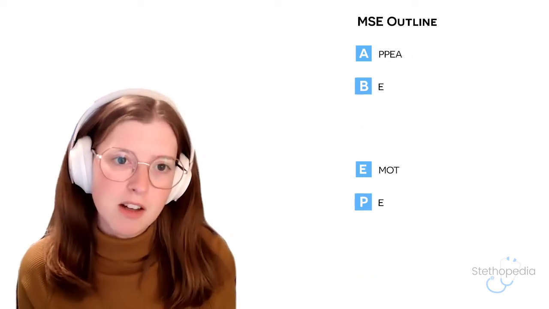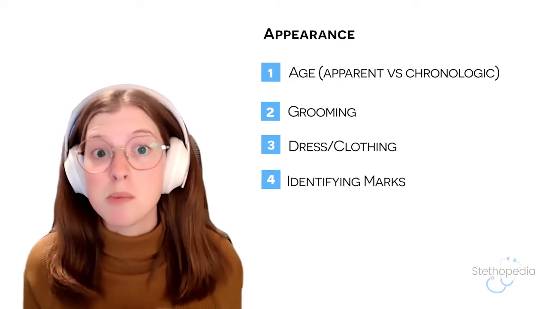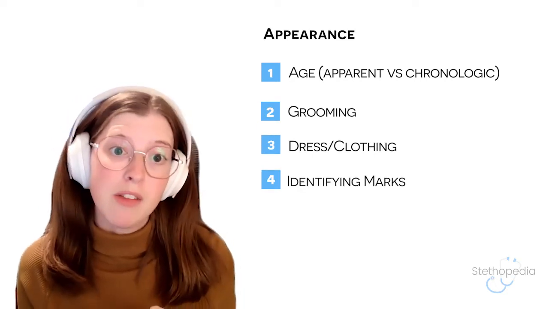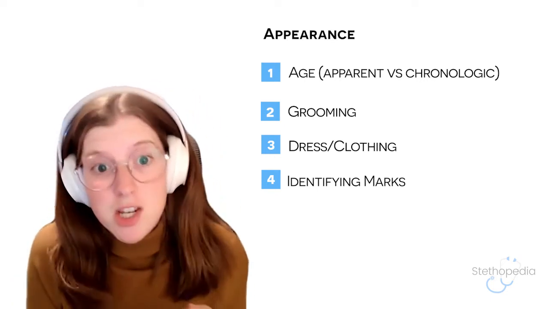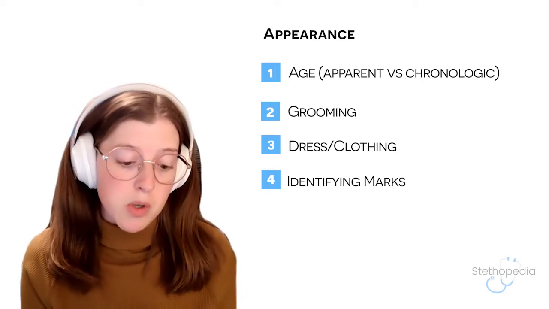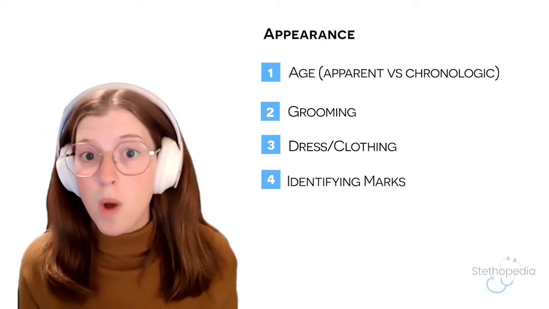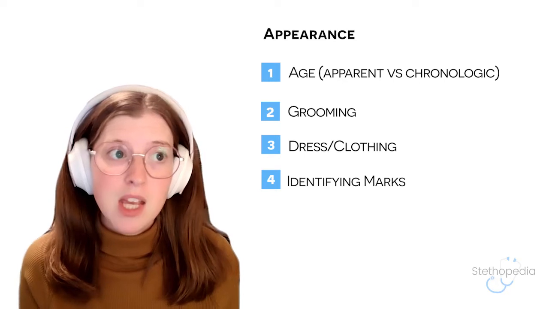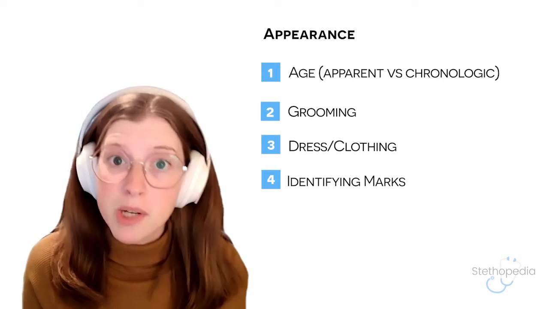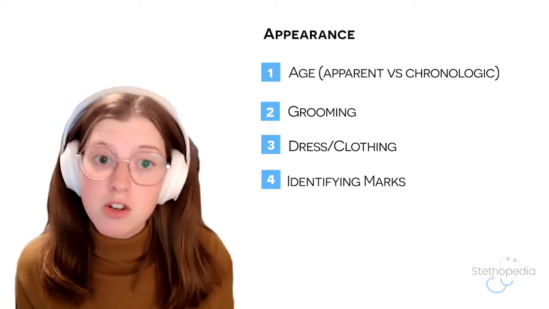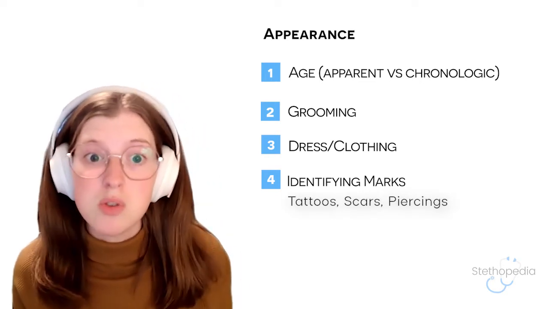The first thing that I like to comment on in a mental status exam is appearance. This is an element of the exam that is observed. This is where you could comment on the patient's age, their apparent age versus their chronological age. Does this patient look their stated age? This is where you can comment on a patient's grooming. Do they appear unkempt, disheveled, well-groomed, or immaculate? This is also where you can comment on a patient's dress or clothing. Are they appropriately dressed? Are they overdressed? Or are they underdressed? This is also where you might want to comment on identifying marks such as tattoos, lacerations, or scars.